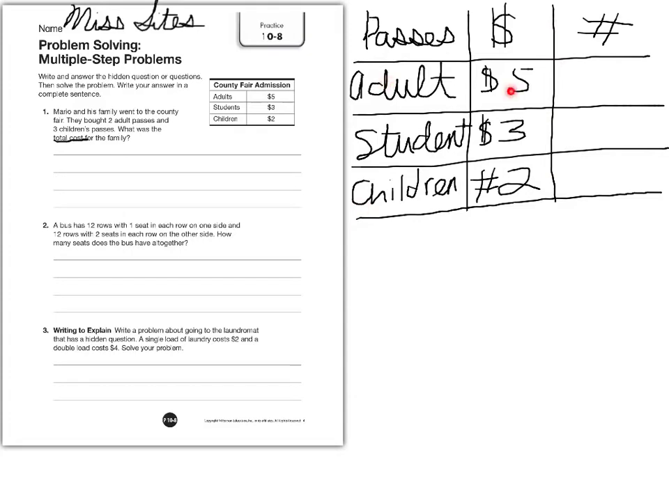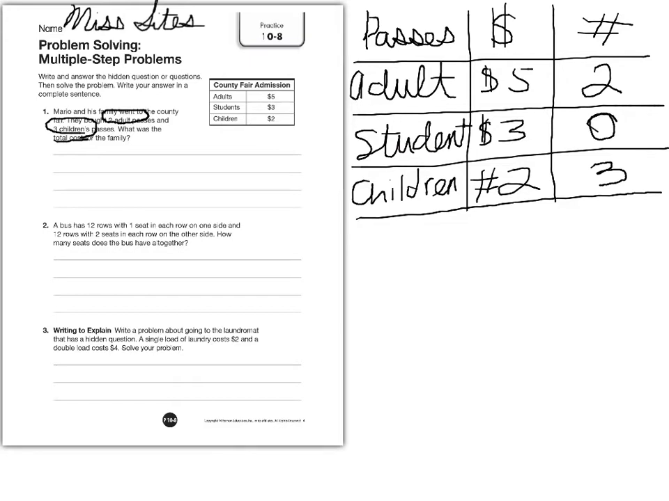So adults, $5, students, $3, children, $2, but I've added an extra column that says number. The number of tickets that the family bought is going to be one of our columns. So the family bought 2 adult passes and 3 children's passes. So let's go add those numbers. 2 adult passes and 3 children's passes. Make sure it's under children and not student. And then since they don't mention any student passes, we're going to put a big 0 there.